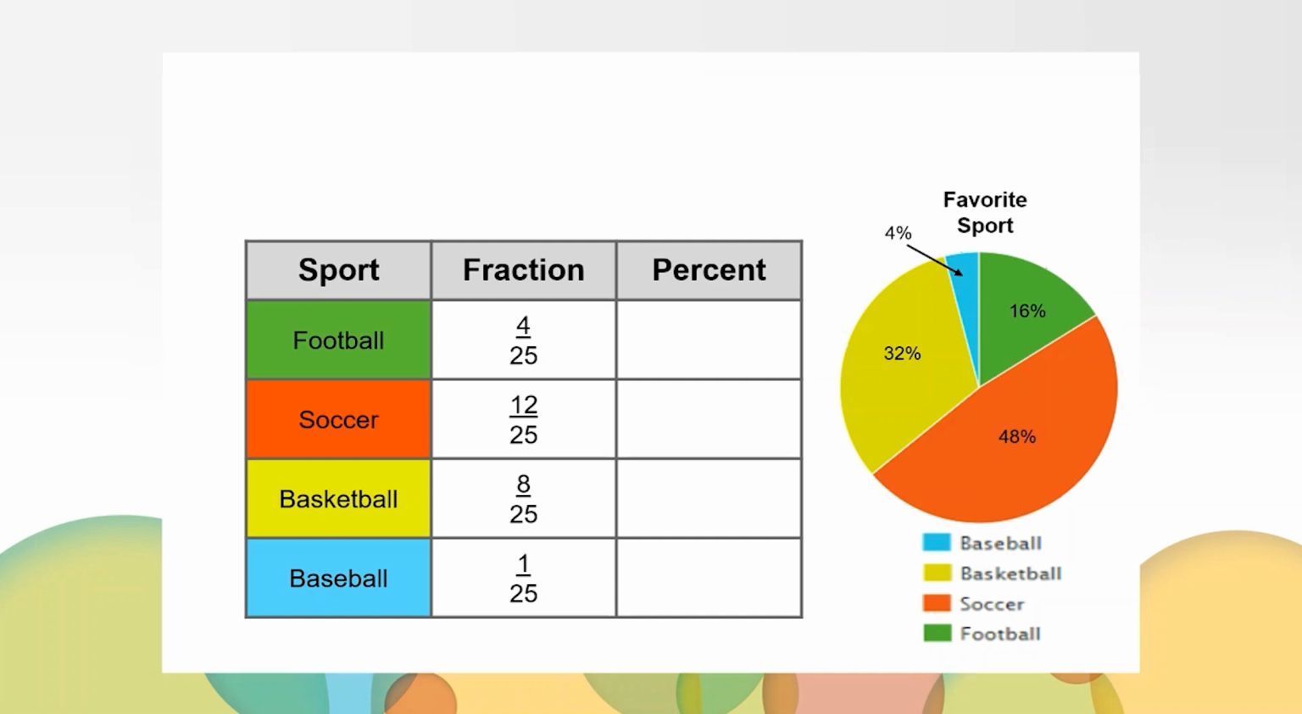So, when I enter 4 divided by 25 into my calculator, I see the decimal equivalent is 0.16 or 16 hundredths. And I know 16 hundredths is equivalent to 16%. Go ahead and use your calculator to figure out what the percent is for people who voted for soccer, basketball, and baseball. So we did the first one together. See if you can do the next three.